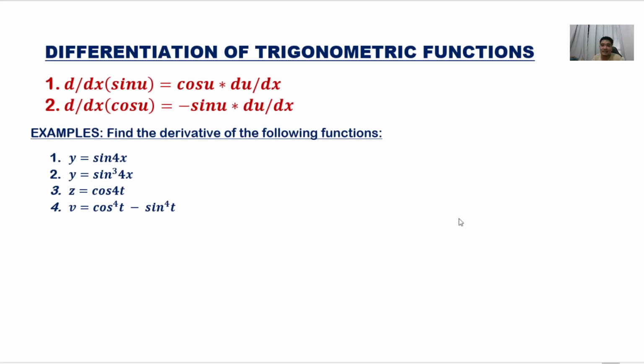It states here, class, that the derivative of sine u is equal to cosine u times the derivative of u. This u here is the angle of the trigo function sine u. You multiply it by the derivative of the angle of your sine. Next, the derivative of cosine u is equal to the negative of sine u times the derivative of its angle. So, it is easy to memorize.